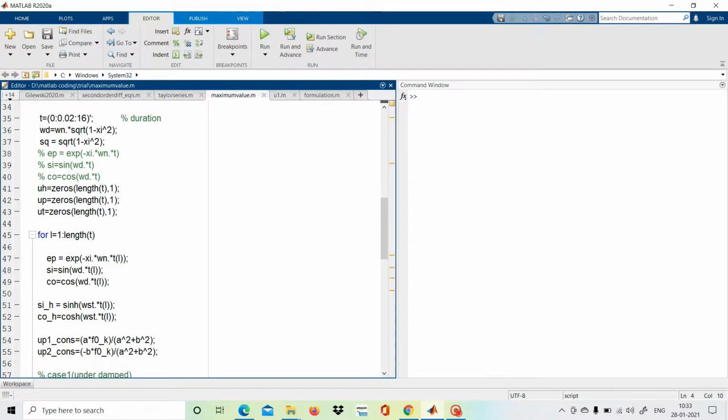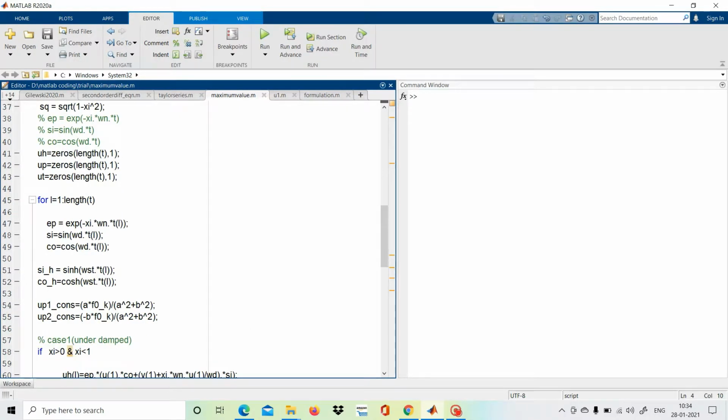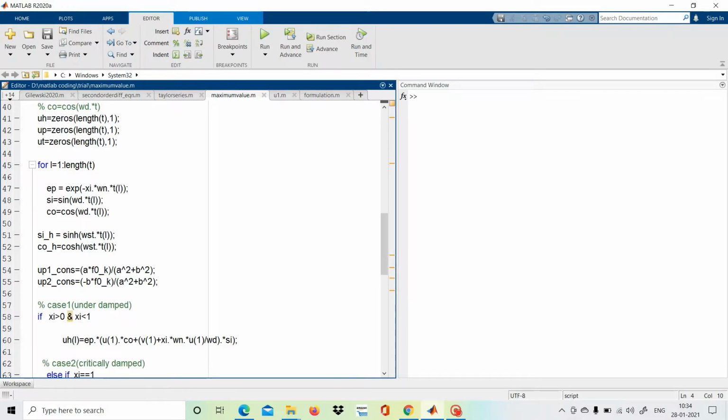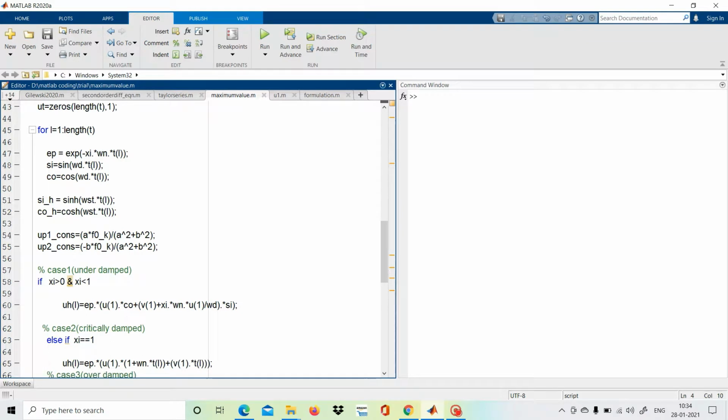So we have considered si is sine of omega d t and co is cos of omega d t. Sine underscore h is sine hyperbolic and cos underscore h is cos hyperbolic. Omega st is the omega star value. Now we will have constant coefficients here. So up1 constant, we have solved it, up2 constant, we have considered it, and then we have considered the 4 cases.